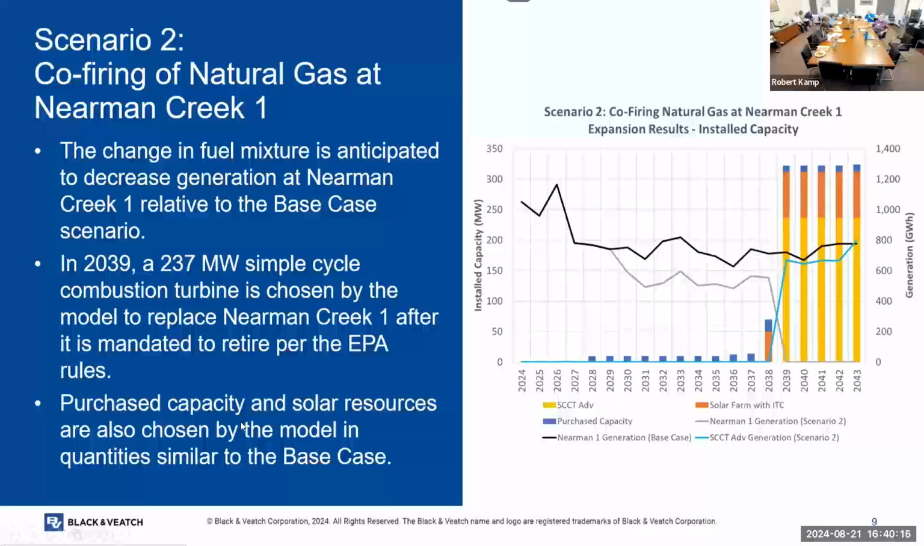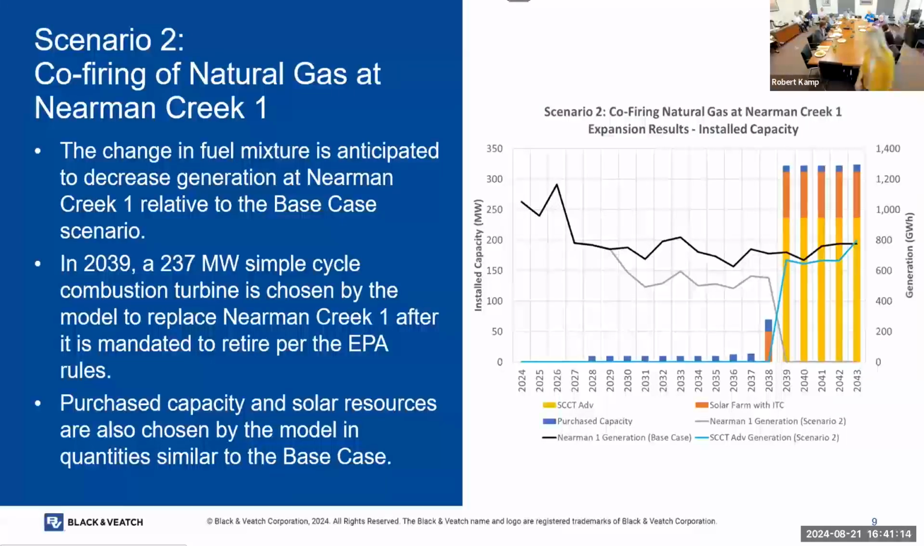However, if we look at the black and gray lines on that chart, the upper black line is the calculated annual generation value for Nearman Creek 1 from the base case. The gray line would be the calculated generation from Nearman Creek 1 in scenario 2. Notice, once the conversion takes place, the amount of generation decreases. This is expected following the conversion to burn natural gas with coal. That's going to cause an increase in fuel costs. The increase in fuel costs is going to make the plant slightly less competitive when it bids into the market, so it will generate less.